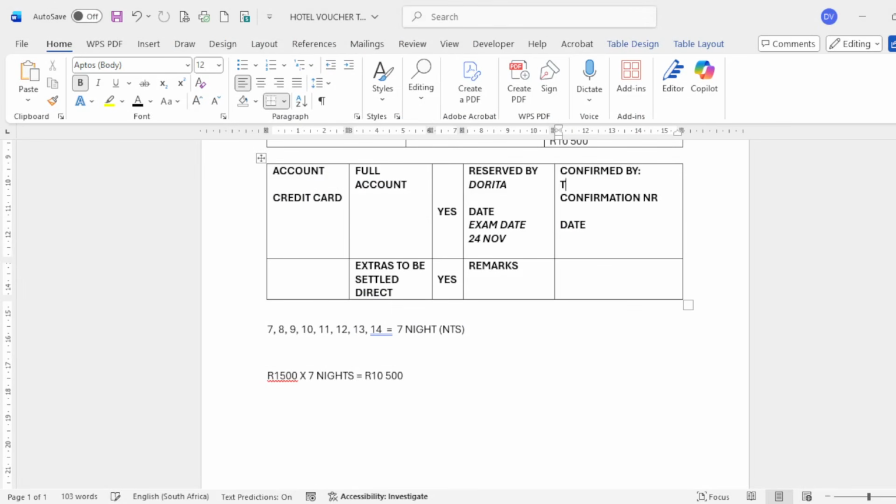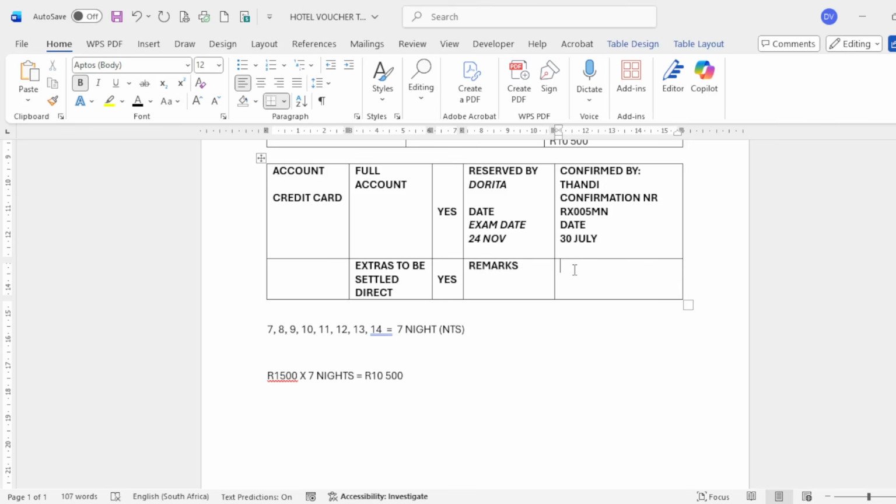Confirmed by Thandi. Confirmation number was RX005MN. And confirmation date was also given to you, 30 July. Do you see I'm still writing everything in block capital letters? Okay. We've got one more thing to fill in. This is the remarks. Okay.